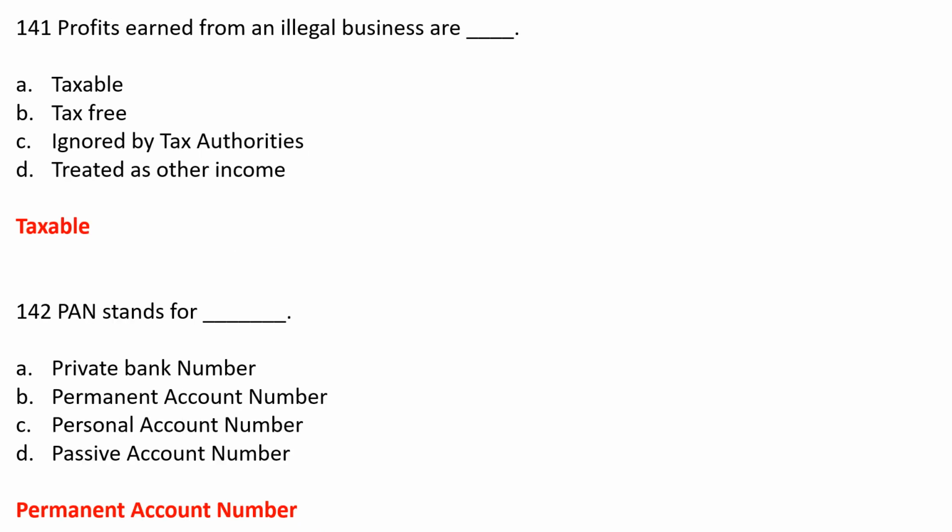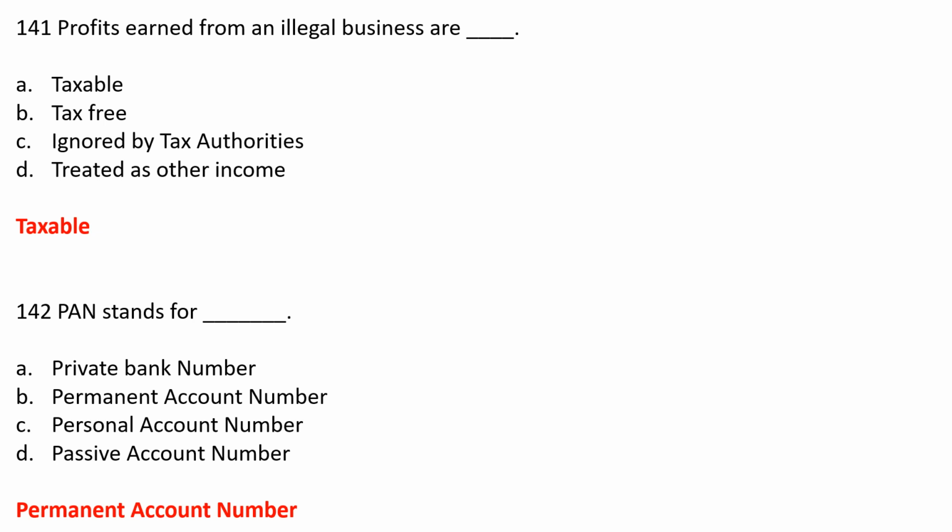Profit earned from illegal business is: option A, taxable; option B, tax free; option C, ignored by tax authority; option D, treated as other income. The correct answer is option A, taxable. So profit earned from illegal business is always taxable.